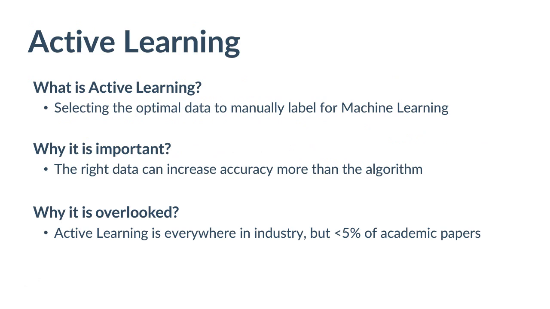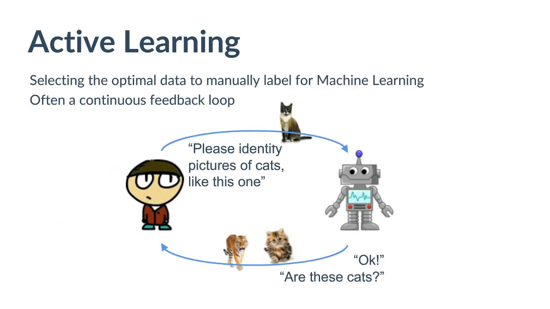So a lot of this falls within what's known in the academic community as active learning. And so the three main areas from an academic standpoint that we'll be discussing today are active learning, transfer learning, and data annotation. So I'll talk about what active learning is, why it's important, but also why it's overlooked. So at a really high level, active learning is the process of selecting the optimal data to manually label for machine learning. And this is often a continuous feedback loop.